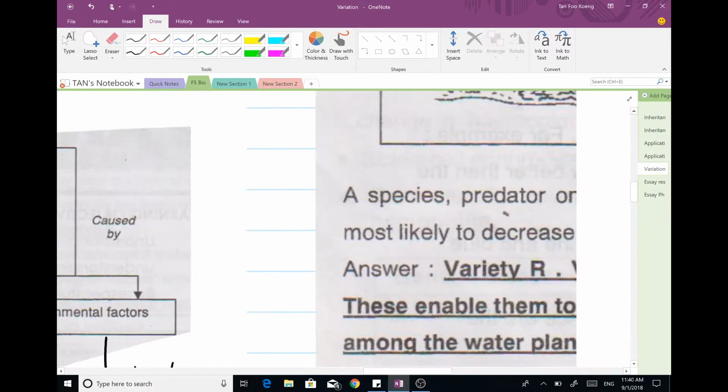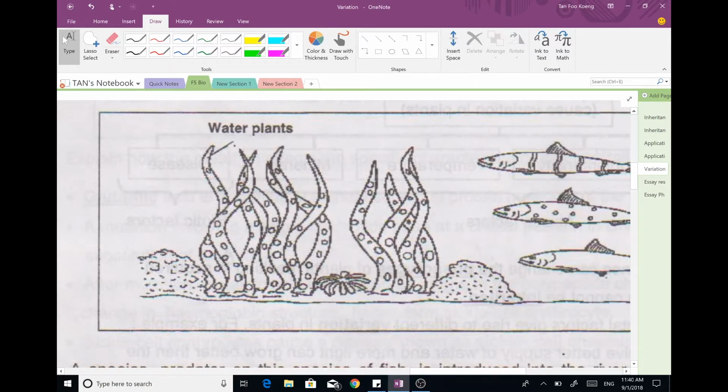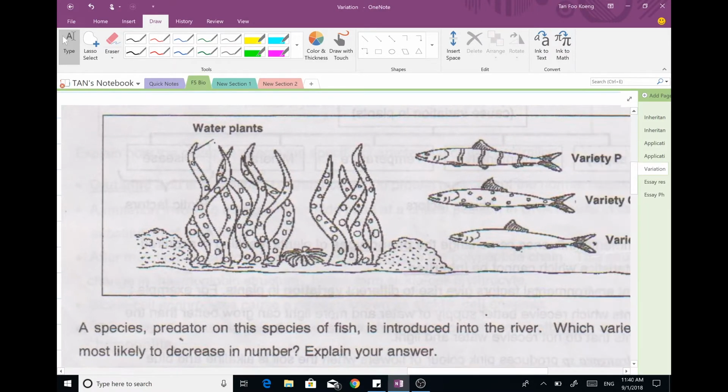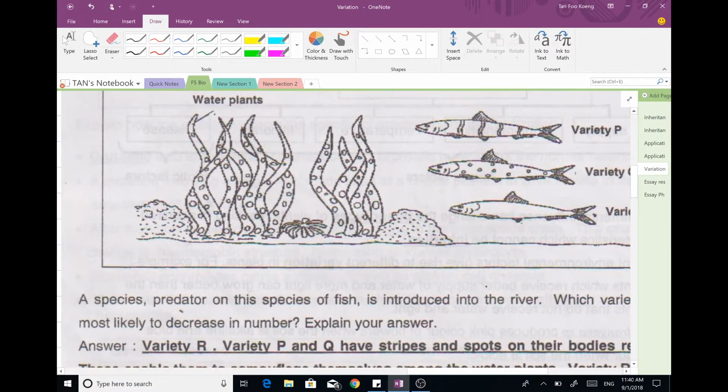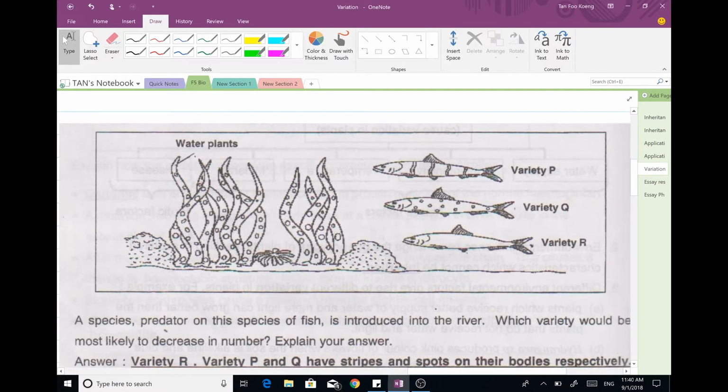Now let's look at this example. We have a species of fish here, with different patterns on their bodies. Which one would be able to survive better in this environment? Is it variety P, Q, or R? Definitely, because of the variation among these species, P and Q survive better in this environment, and not R. It is because R is easily spotted by the predator.